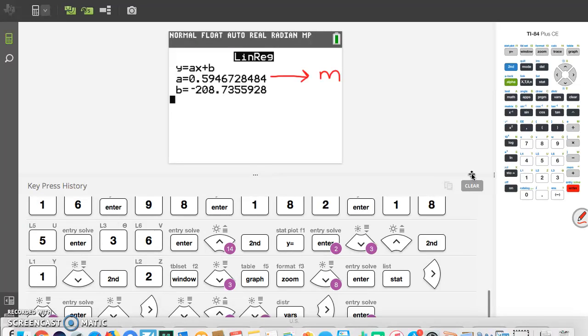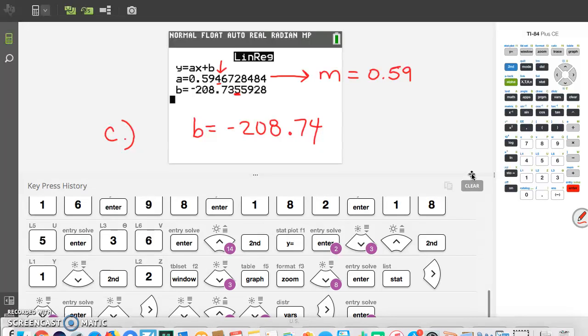So that's our slope, and B stays the same. So to round to 2 decimal places, I want to look at my third decimal. So my slope is going to just be 0.59. I don't want to round up any because 4 is less than 5. And now for the y-intercept, I want to round my y-intercept to be negative 208.74 because of that 5 in the third spot. So jot that down for part C.